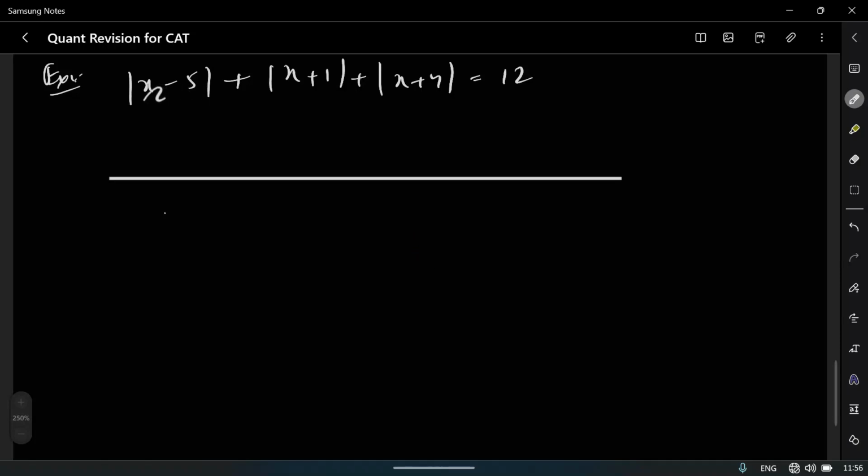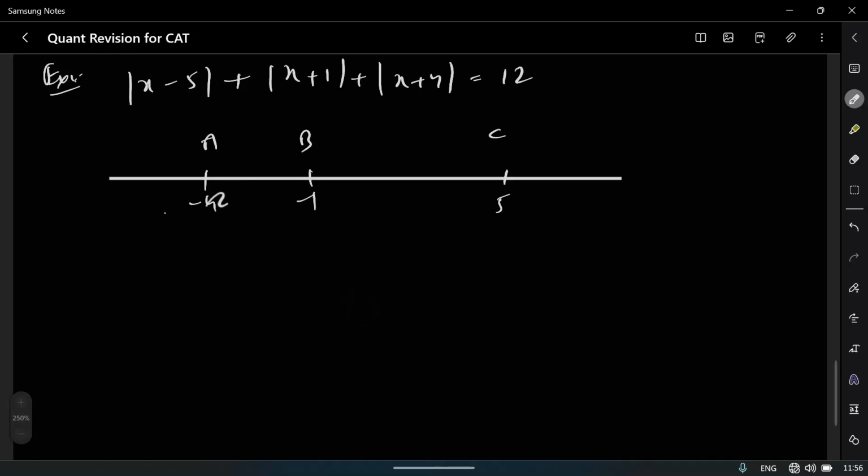If we take x minus 5 equals 0, that means x equals 5. So put 5 here on the number line. When x plus 1 equals 0, that means x equals minus 1. Put it on the number line. And x plus 4 equals 0, x equals minus 4. Put it on the number line. Let these three be the points A, B, and C.